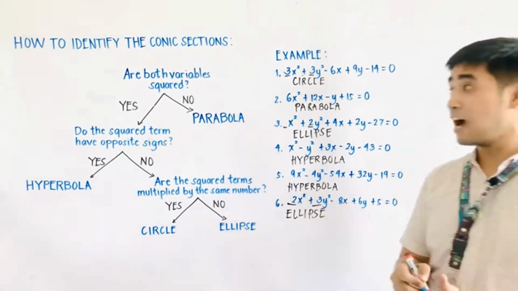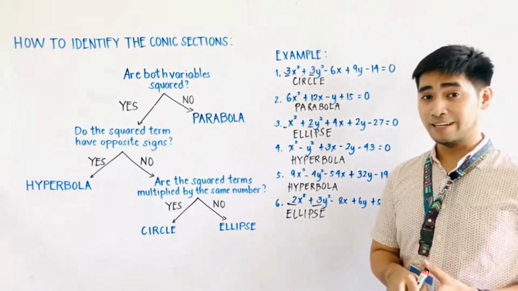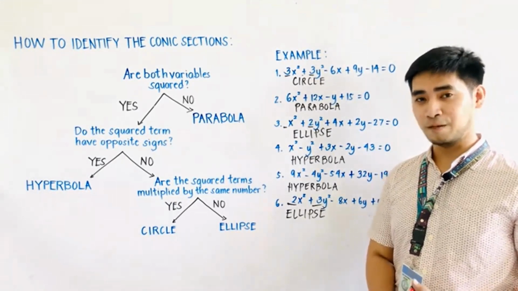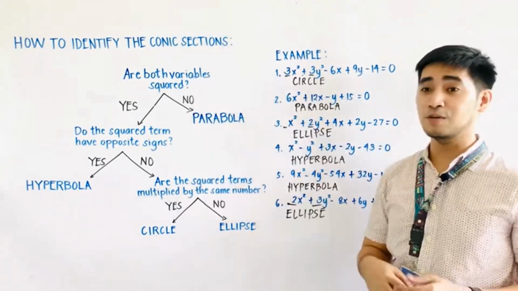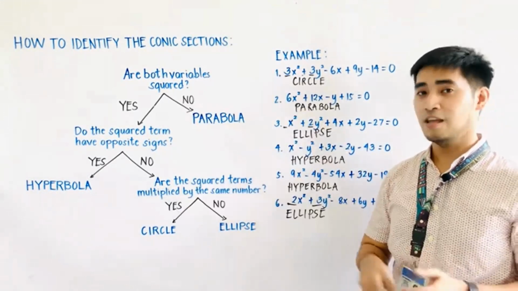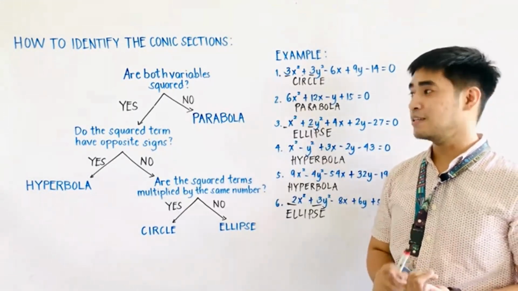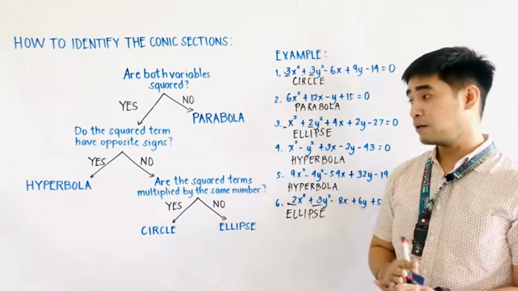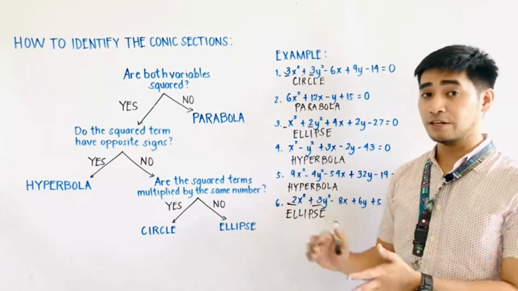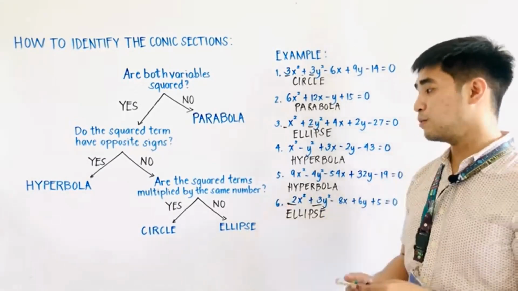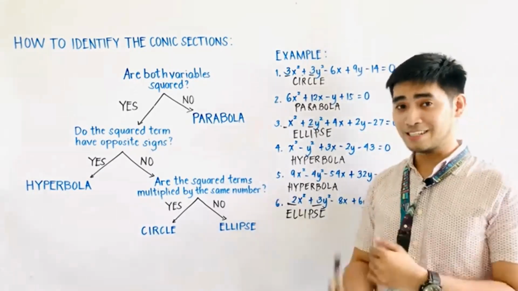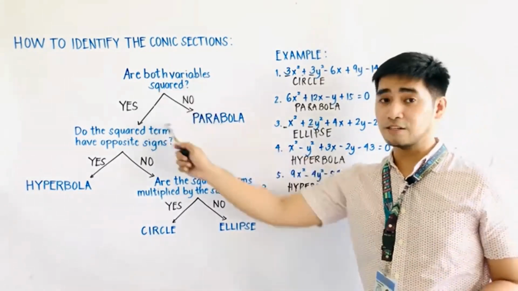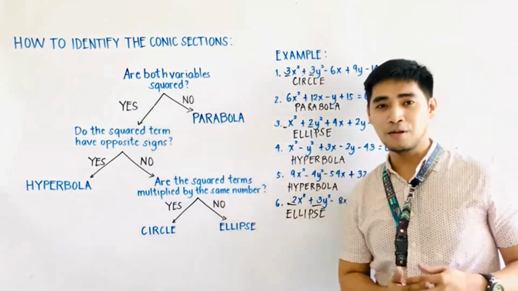Okay? So this is how we identify the type of a conic section. Again, we have 4 types of conic section, namely circle, parabola, ellipse, and hyperbola. And these will be our guide questions with which we can identify the type of conic section. The first question is, are both variables squared? If yes, ask yourself again, do the squared terms have opposite signs? If yes, that is a hyperbola. If not, you need to answer the following question. Are the squared terms multiplied by the same number? If yes, it is a circle. If no, it is an ellipse. So are both variables squared? If your answer for this one is no, that is a parabola.